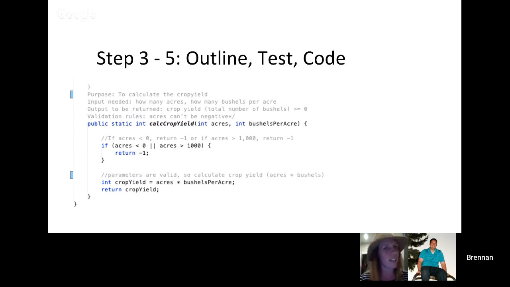Steps 3 through 5 are all shown here. Step 3 is to create an outline of the solution, and we did this in the comments above the actual code. Step 4 is testing the algorithm. We took our unit tests and put them into our algorithm to make sure our logic worked. Then step 5 is writing the actual Java code. You can see how our function signature is there, as well as the code in the function to calculate the crop yield. Next slide.